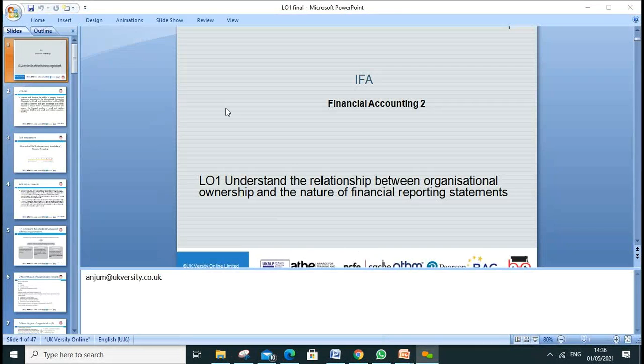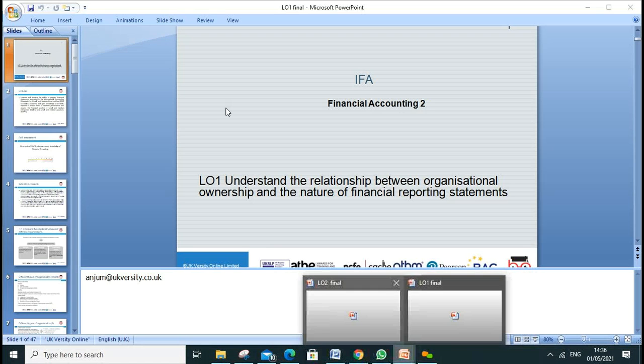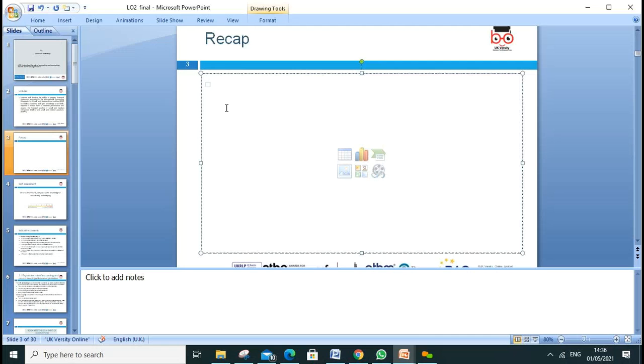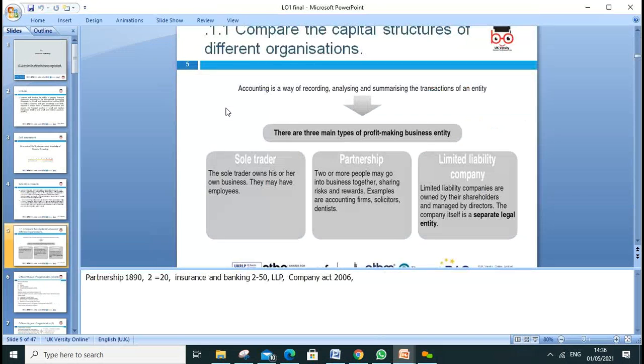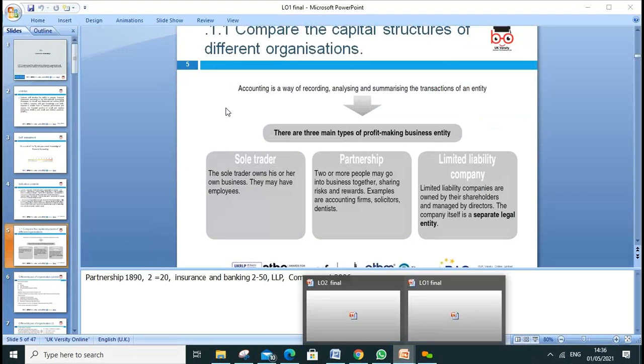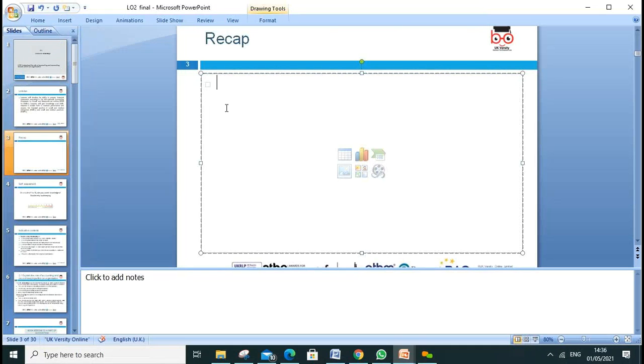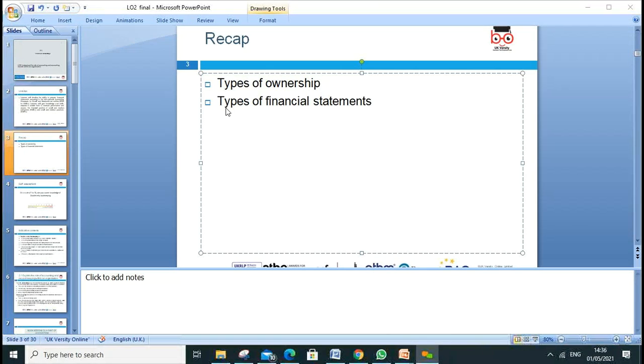Last lesson we discussed the relationship between organization, ownership, and the nature of financial statements. So we discussed types of ownerships: sole trader, partnership, limited companies. Then we discussed financial statements, how many types of financial statements we prepare in accounts. We know how many types, we all know, yes?